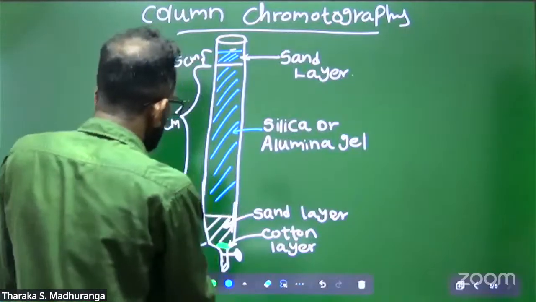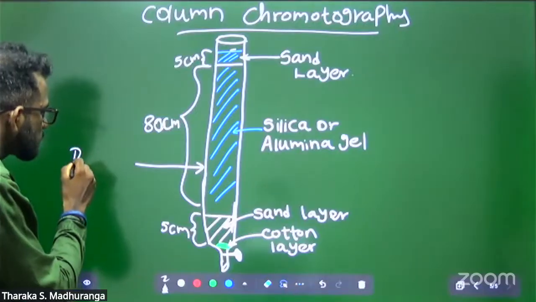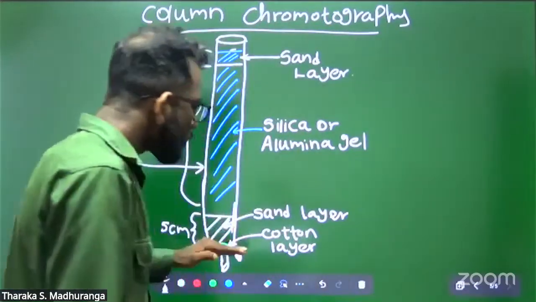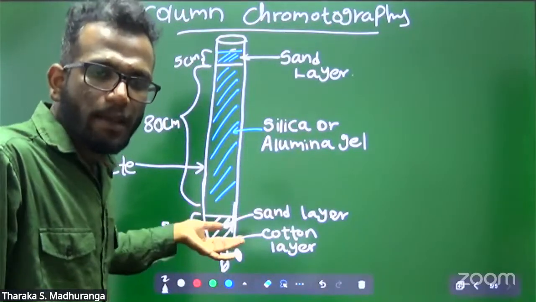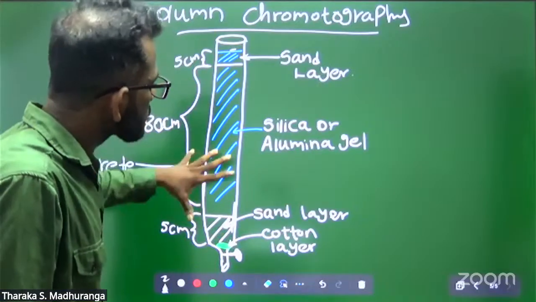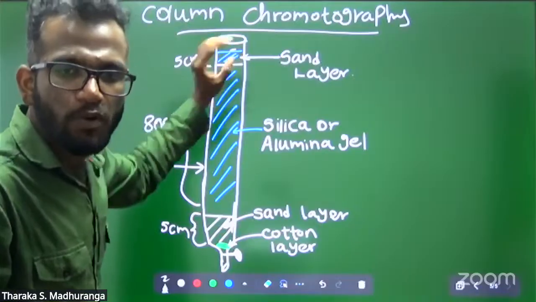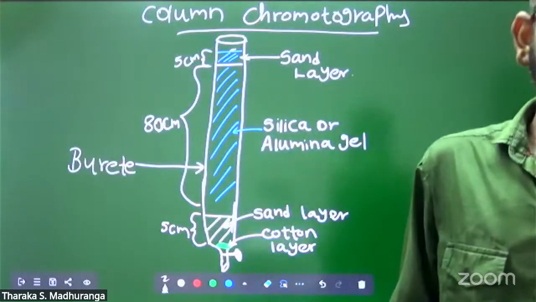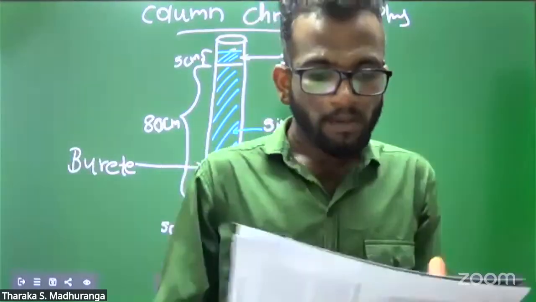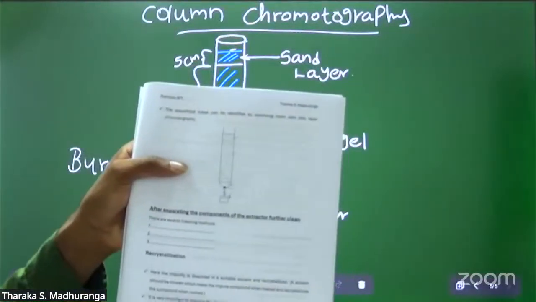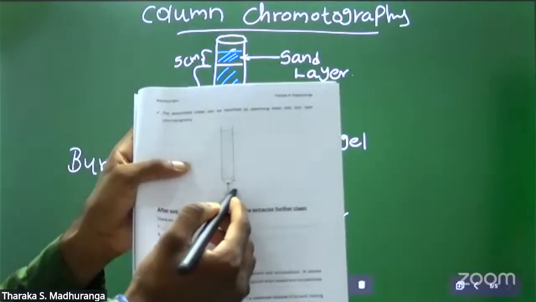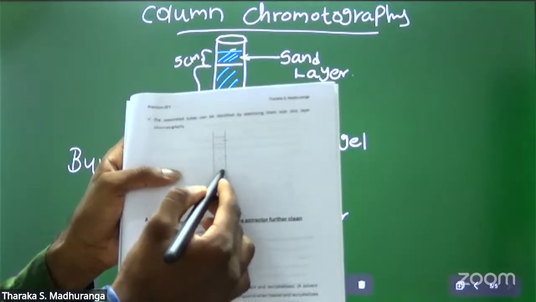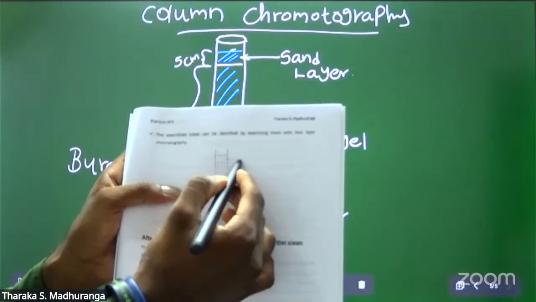For this column, as the chamber, we use a burette. The first layer is a cotton layer. The second layer is a sand layer, approximately 5 centimeter. Then up to approximately 80 centimeter of silica or alumina gel. At the top, approximately 5 centimeter, again a sand layer. I have given the column here. You can label it. This is the cotton layer. This is the sand layer. This is the alumina or silica gel. And this is again the sand layer.